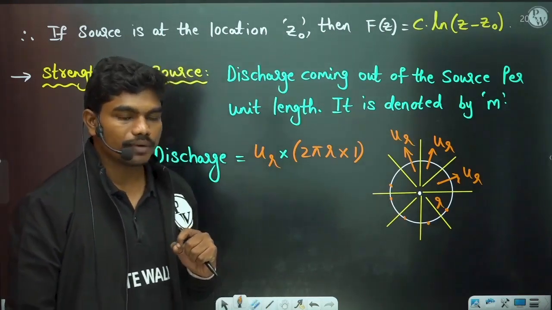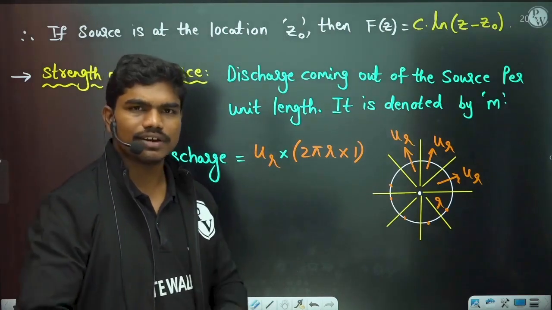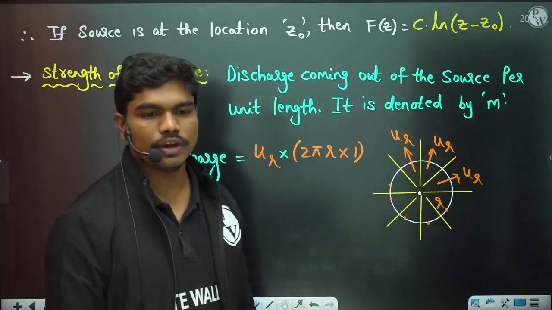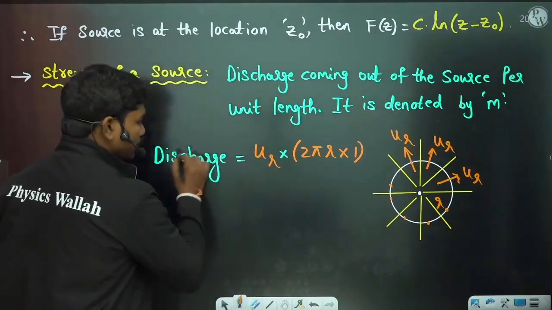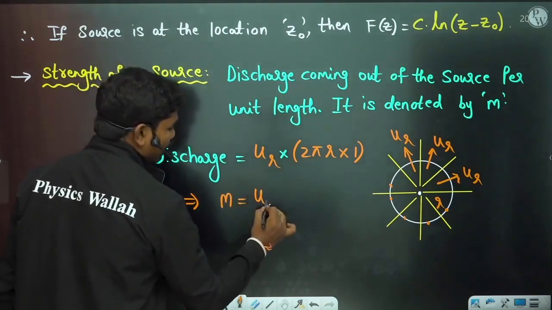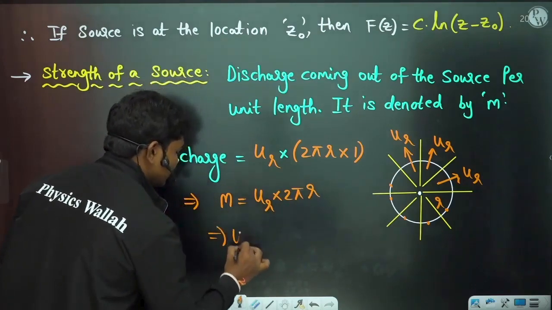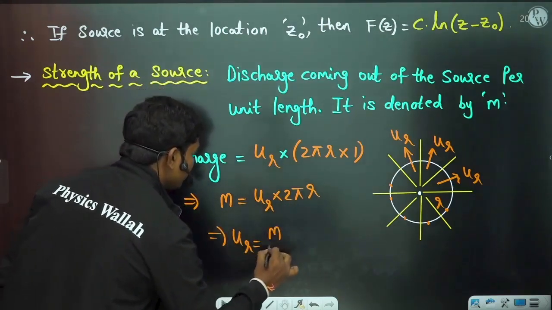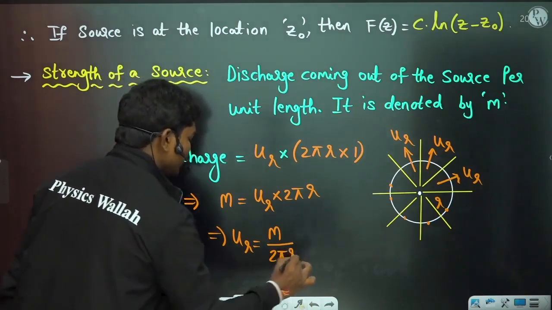Please type in the chat box. Are you all clear with this equation? Yes? Simple. Discharge is equal to average velocity into this flow area. That's it. So discharge per unit length, taken as the strength of the source m, equals ur into 2 pi r. This gives you the expression ur is equal to m by 2 pi r.